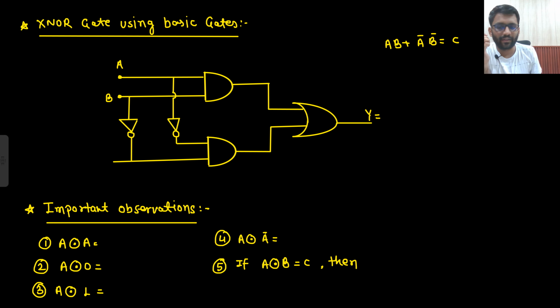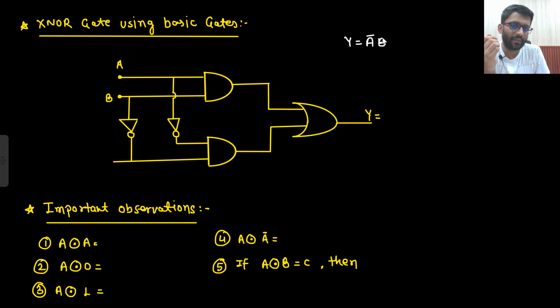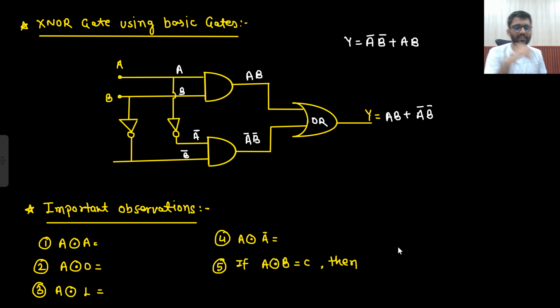So what do I need to implement? I need to implement Y is equal to A bar B bar plus AB. So this is your A and this is your B. Here you are getting AB. Then this A goes here in terms of bar, this is your A bar, and then B goes here in terms of bar, this is your B bar. So here you are getting A bar B bar. And there is this OR gate, which will just do the addition. So it would be AB plus A bar B bar. Well and good. Okay, very easy.